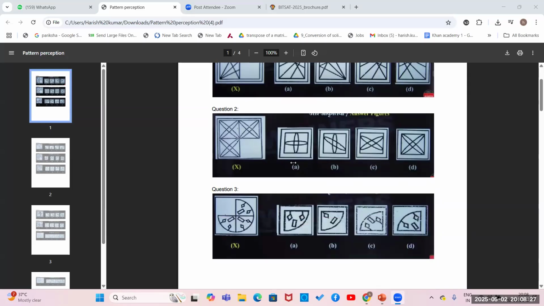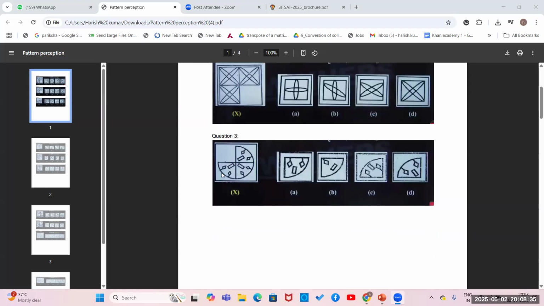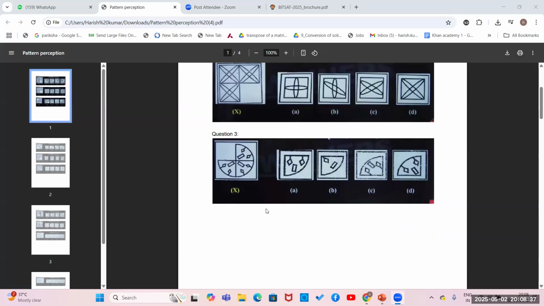Okay, what about question 2? D, right? So it's very simple. Question 2 is D. It's nothing. Okay. What about question 3? I think question 3 is also D. Because this should be pointed towards the center. This is pointed towards the center, but in all the others, it is not pointed towards the center, right? So for question 3 also, option D is the answer.